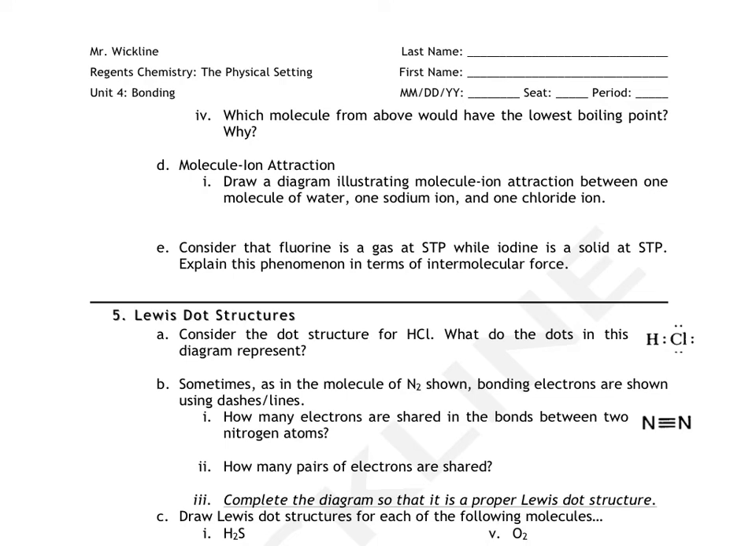So of the four molecules from the previous slide, HF, HBr, HI, and HCl, the one that would have the lowest boiling point would be HI, and that's because it has the lowest electronegativity difference.